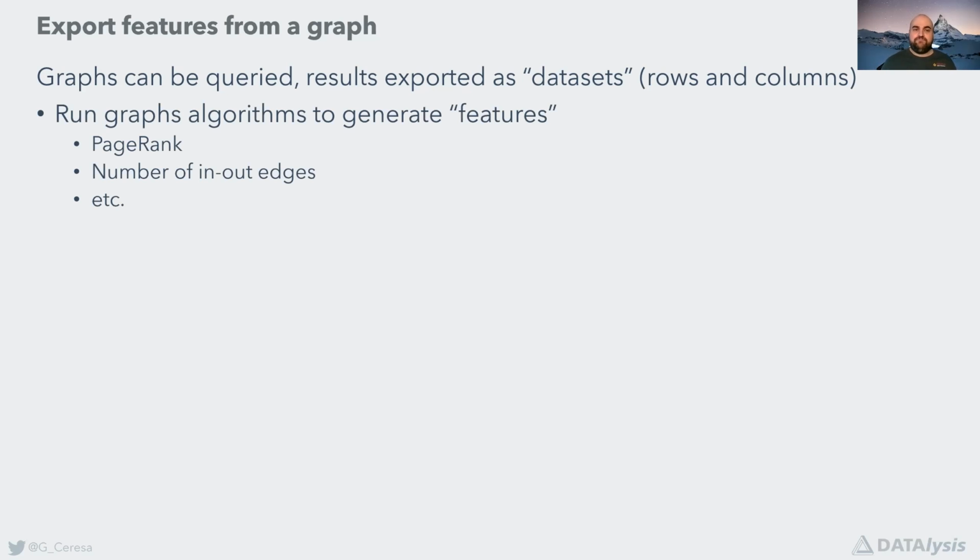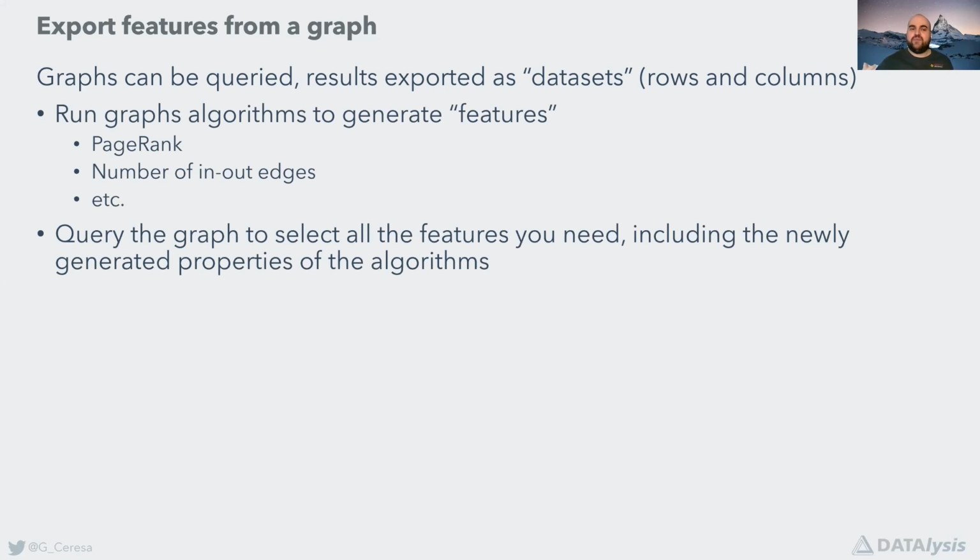So let's imagine I run some algorithms. I can run PageRank. I can run some other algorithms on my graph. I can just get properties like the number of edges for every single node, whatever I want. So I'm generating new information. Then I do a query on my graph. I select all the features I need. Most important, I will select the score of the PageRank. I will select the number of edges. I will select every other piece of information I generated on my graph by calling algorithms before.